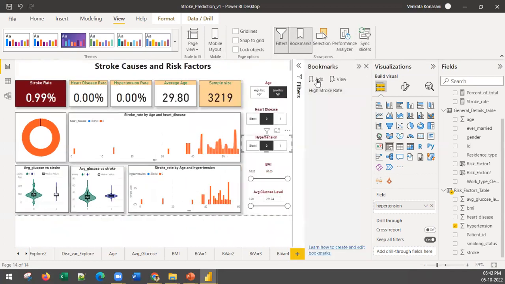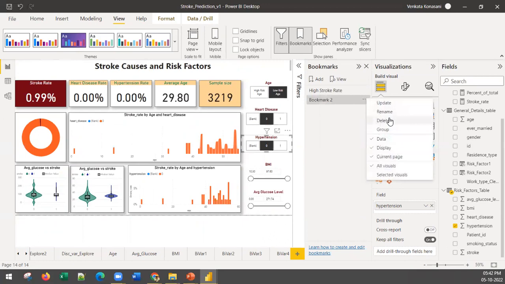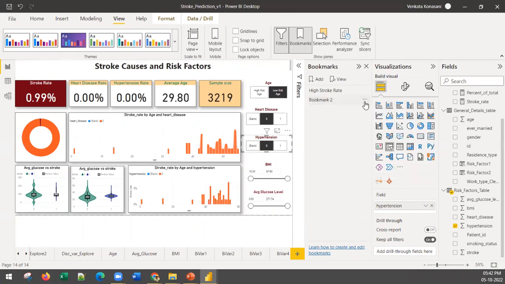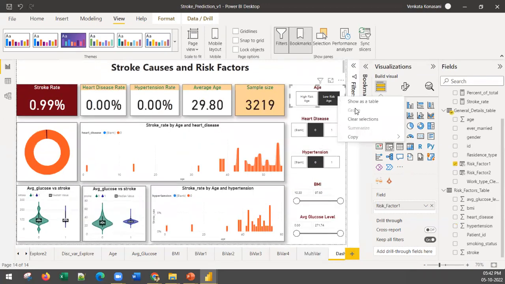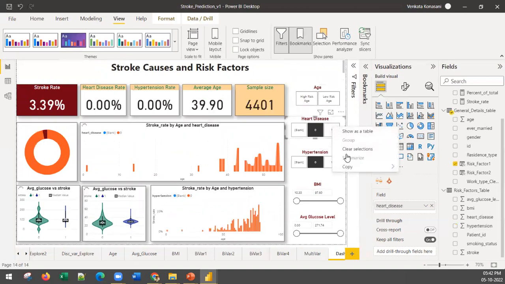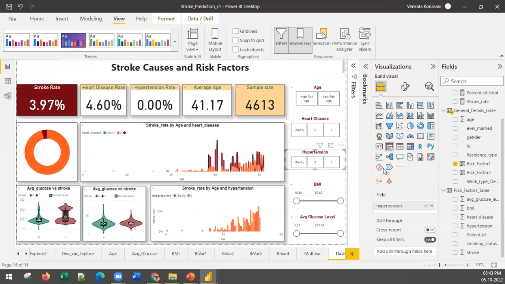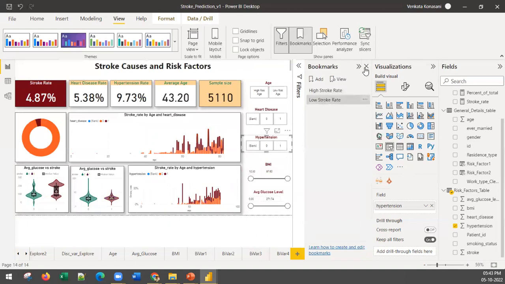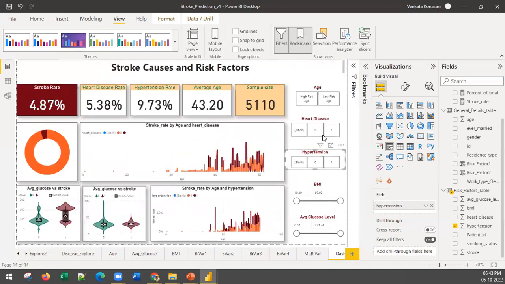Now you can bookmark this as well. Add this as a bookmark, and rename this scenario as low stroke rate. This is one scenario, low stroke rate, and the other is high stroke rate. Usually when you are giving a dashboard, you don't really select these filters. You say clear selection and give the dashboard as it is. But with these bookmarks, you can tell your client or your viewer directly to look at this, isn't it? That is scenario 2. Low stroke scenario, high stroke scenario.